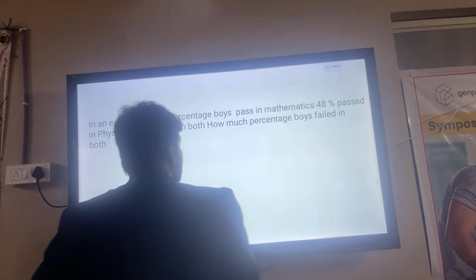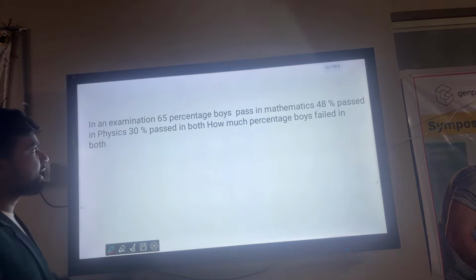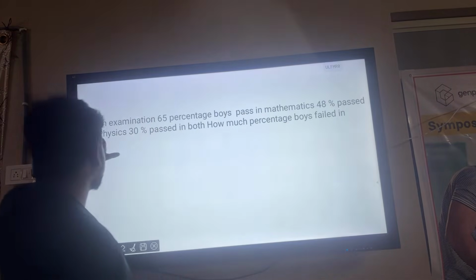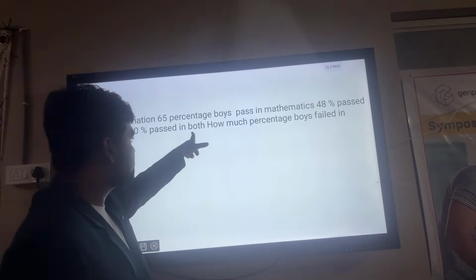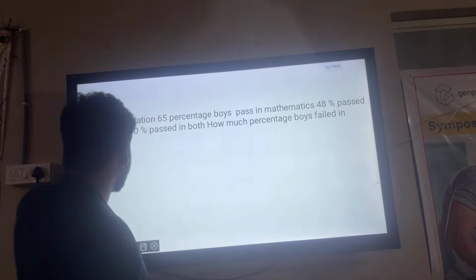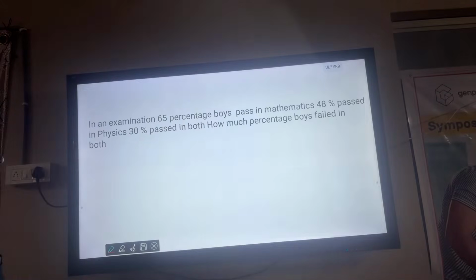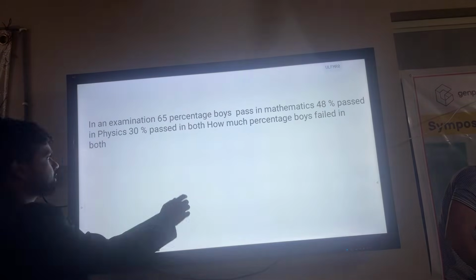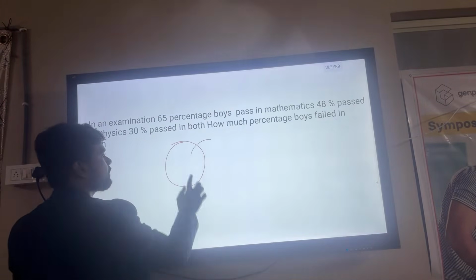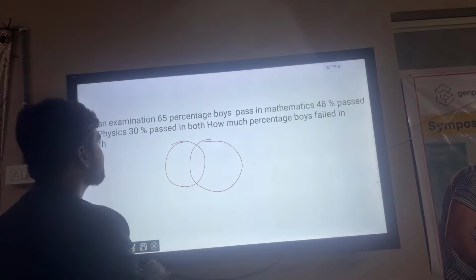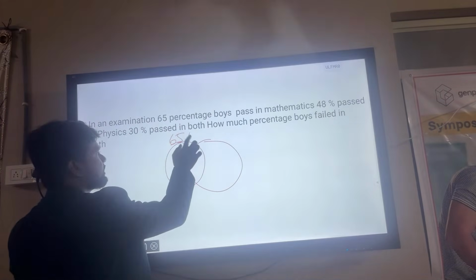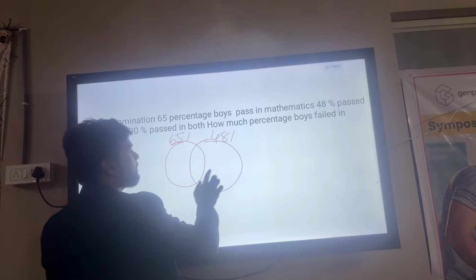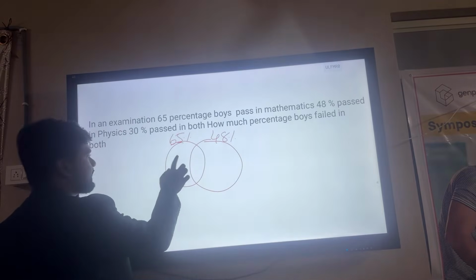In an examination, 65% boys pass in mathematics, 48% pass in physics, 30% pass in both. How much percentage of boys fail in both? That is the question. You can apply the formula n(A) plus n(B), or otherwise you can use this circle, Venn diagram. In mathematics, 65% of the boys passed, 48% passed in physics, and in both, 30% passed.